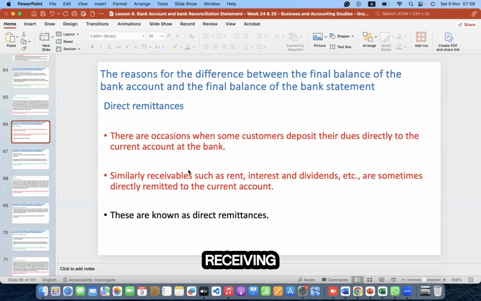Now, when you are receiving interest, let's say that you have deposited a fixed deposit and you are receiving interest. And once you receive that interest, bank is not going to say, "Hi, Amal, I am going to deposit this interest to you." No, they are not coming to you and saying something like that. Instead, what will happen? It will straight away go into your bank account. එතකොට අපි ඒකට කියනවා direct remittance එකක් කියලා.